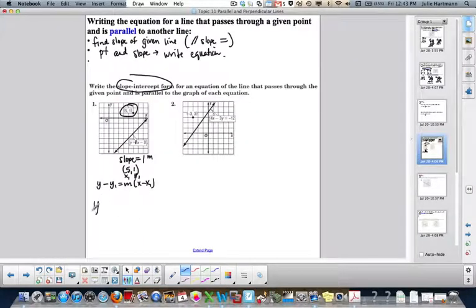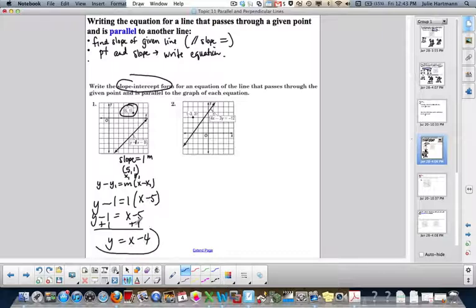So I have y minus 1 equals m, which is 1, times x minus 5. If I distribute the 1, it's just x minus 5. And then add the 1, I get y equals x minus 4. So that's the equation in slope-intercept form. That's why I had to solve for y, for the equation of the line that passes through the given point and is parallel to the graph.